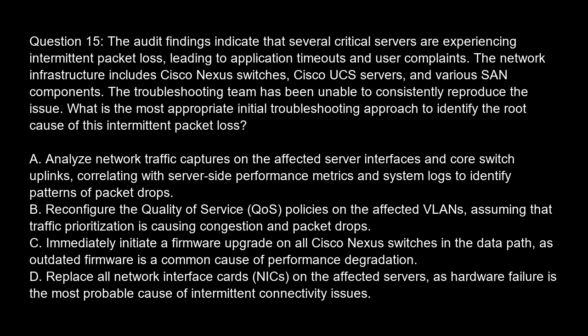Option C. Immediately initiate a firmware upgrade on all Cisco Nexus switches in the data path, as outdated firmware is a common cause of performance degradation. Option D. Replace all network interface cards (NIC) on the affected servers, as hardware failure is the most probable cause of intermittent connectivity issues.